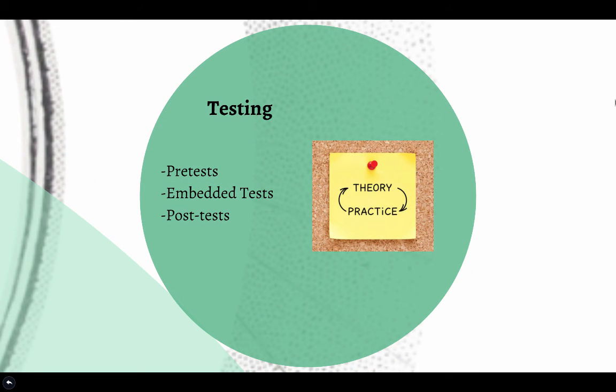There are three main types of tests. Pre-tests measure a learner's entry-level behaviors and prior knowledge of selected instructional objectives. They are usually given before the learner has received instruction. Embedded tests measure selected instructional objectives. They are usually given while the learner is engaged in the instruction and throughout the lesson. Post-tests measure all instructional objectives. They are usually given after the learner has received instruction.